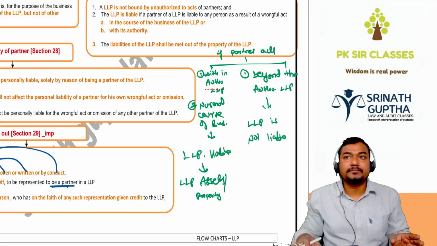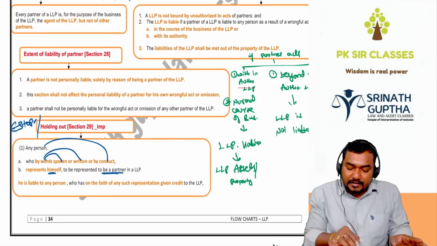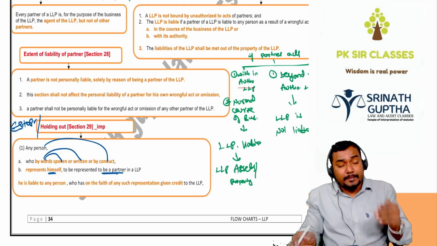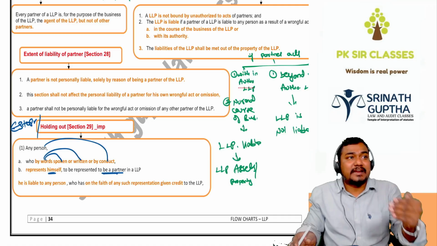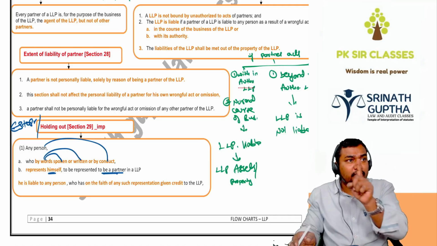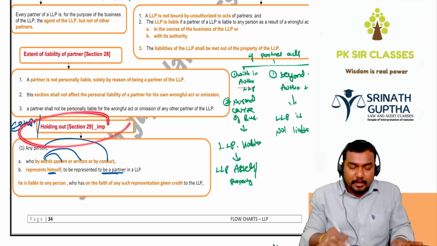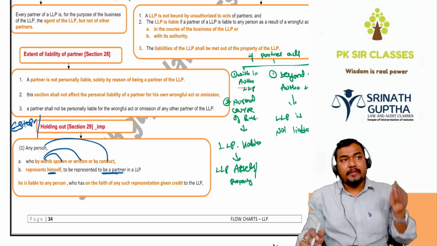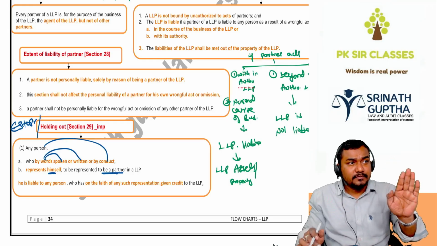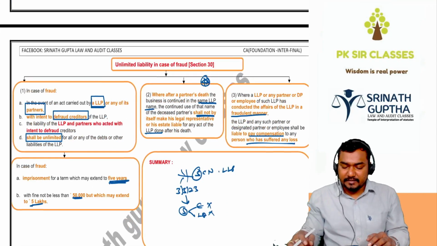Clear. Next, extent of liability of the partners. Partners will be liable only for intra vires activities, but not ultra vires activities. One partner will not be liable for the wrongful activity of another partner. Next, partner by holding out. If a non-partner is represented as a partner of the LLP, he will stop that. If he is unable to stop that, he will become a partner by holding out. He will be liable for the activities of the LLP.